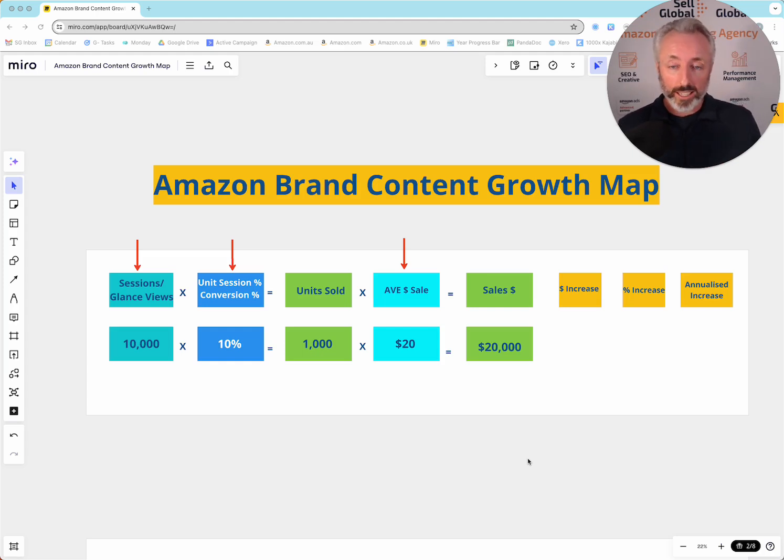Now, from a content specific point of view, which is what I'm going to focus on today, it's really maths and science, you could say, and then there's art. And we're going to look at the maths piece here that just shows you the small improvements across multiple SKUs compound up to make a big difference.